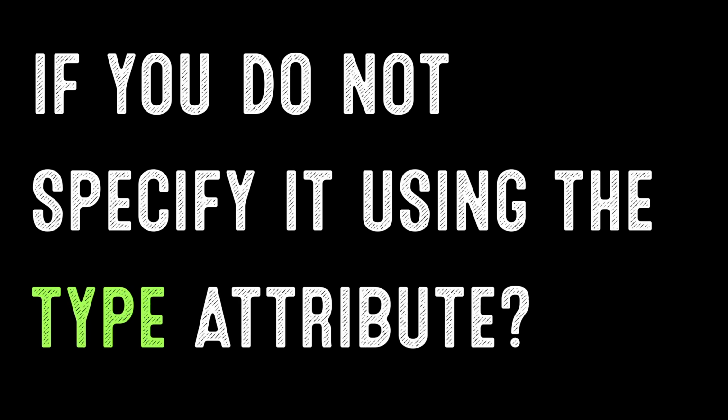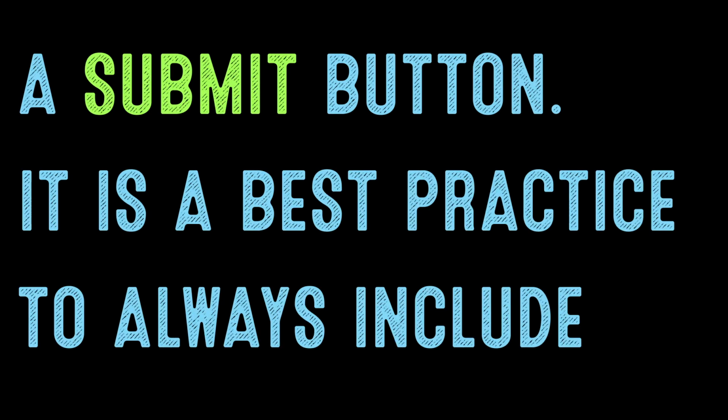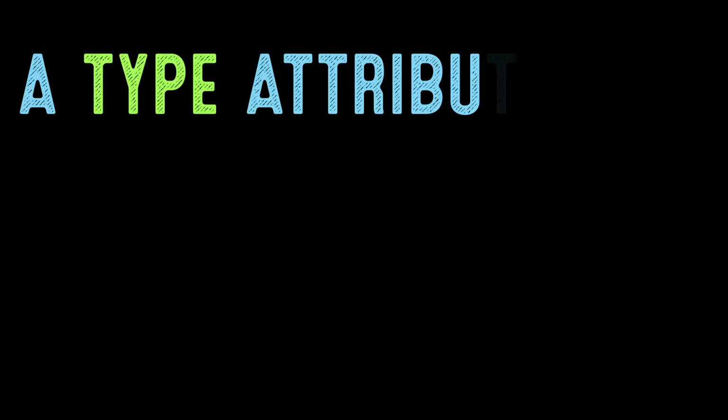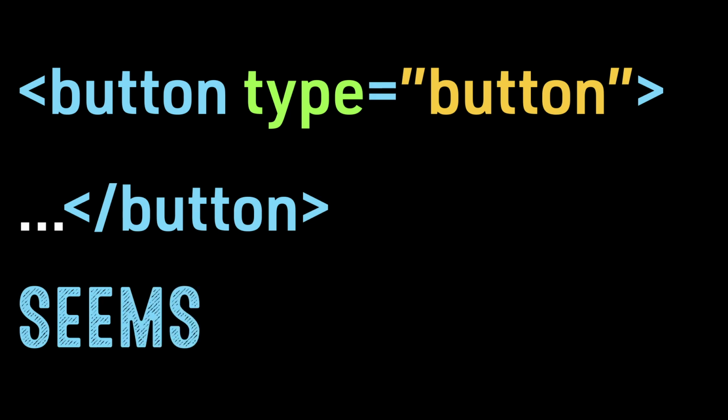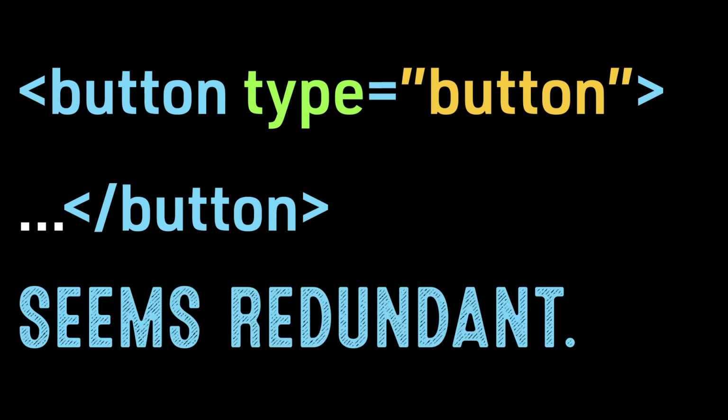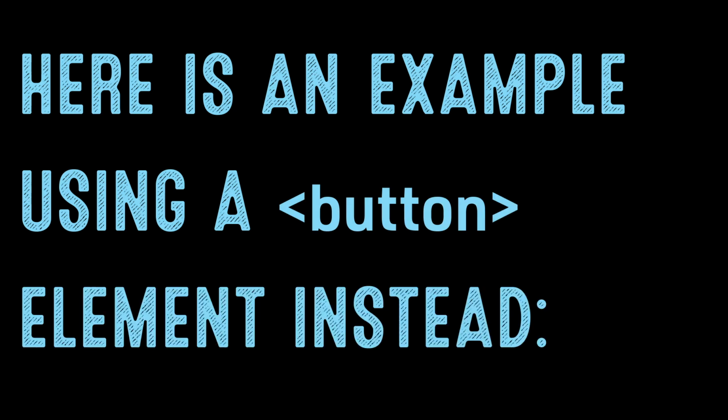What is the default function of a button element if you do not specify it using the type attribute? A submit button. It is best practice to always include a type attribute when using a button element, even though entering something like button type equals button closing tag seems redundant. Here is an example using a button element instead.